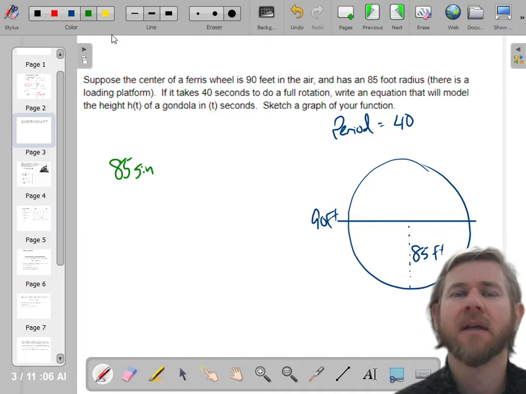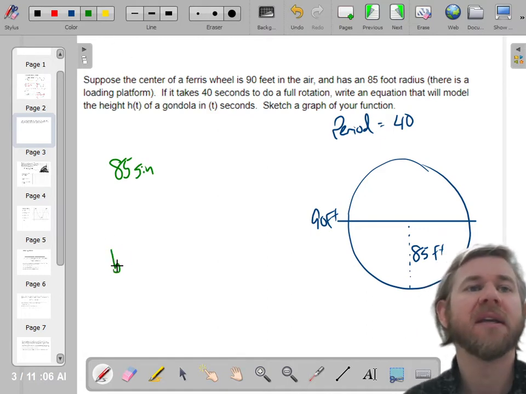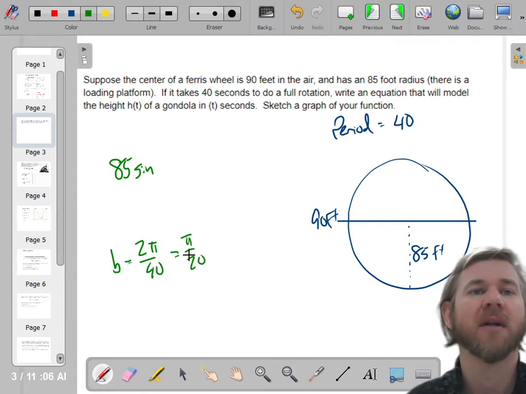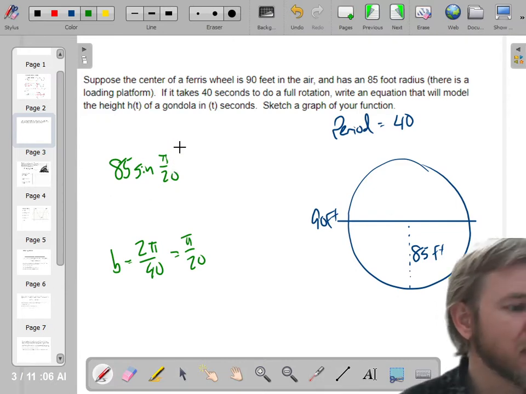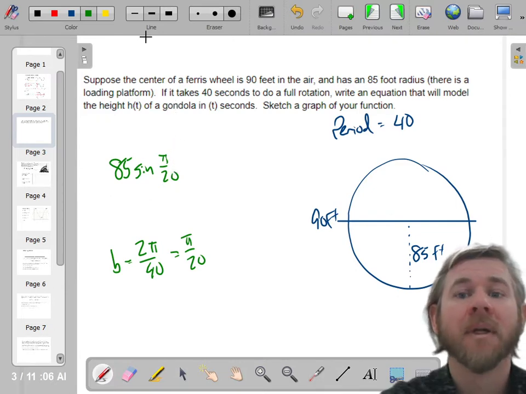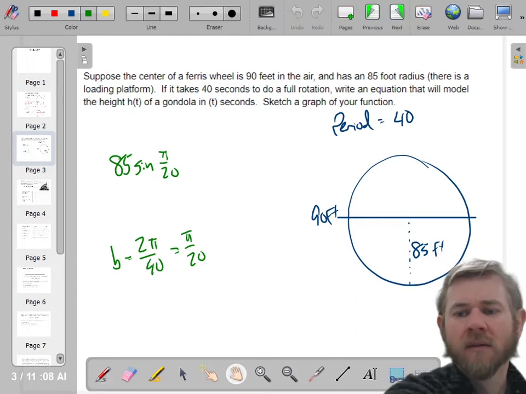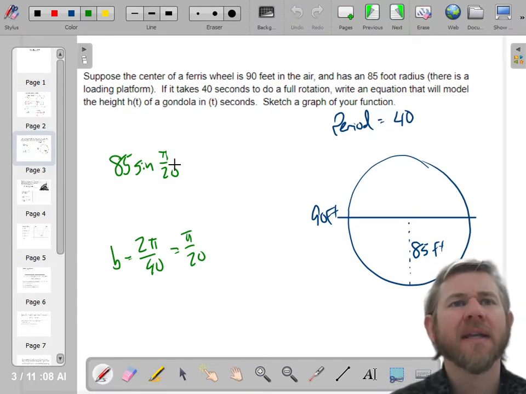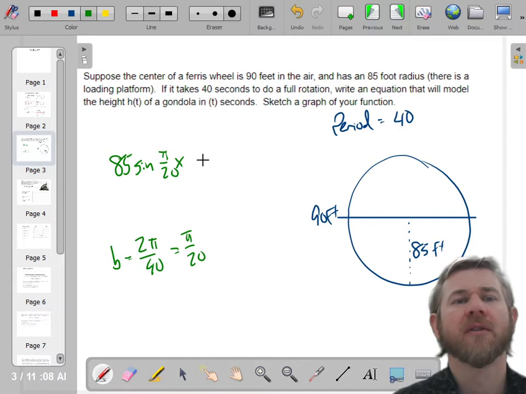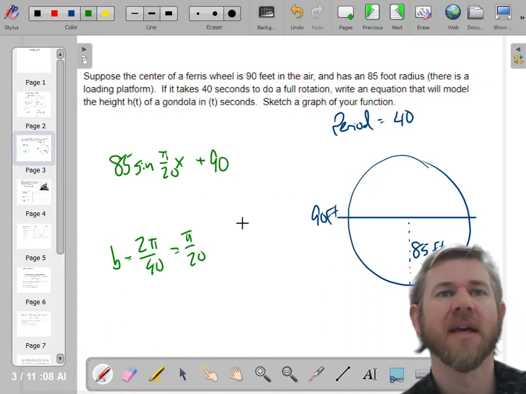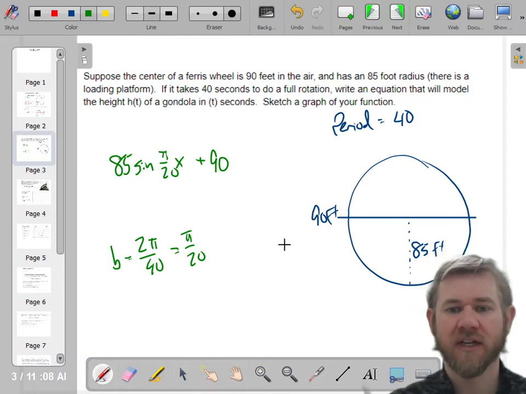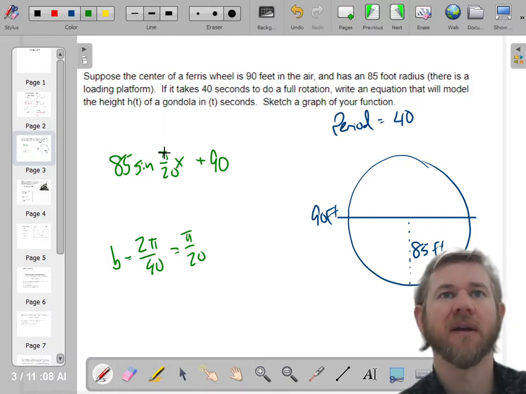And what else? The period is 40, so I'll do b equals 2 pi divided by 40. That means we're talking about pi over 20. So this is pi over 20. And what else do I have? Let's see. So we got pi over 20x, and then we have our vertical shift, so we need to throw a plus 90 in there. So 85 times the sine of pi over 20x plus 90. So you got your vertical shift, you got your amplitude change, you got your period change.